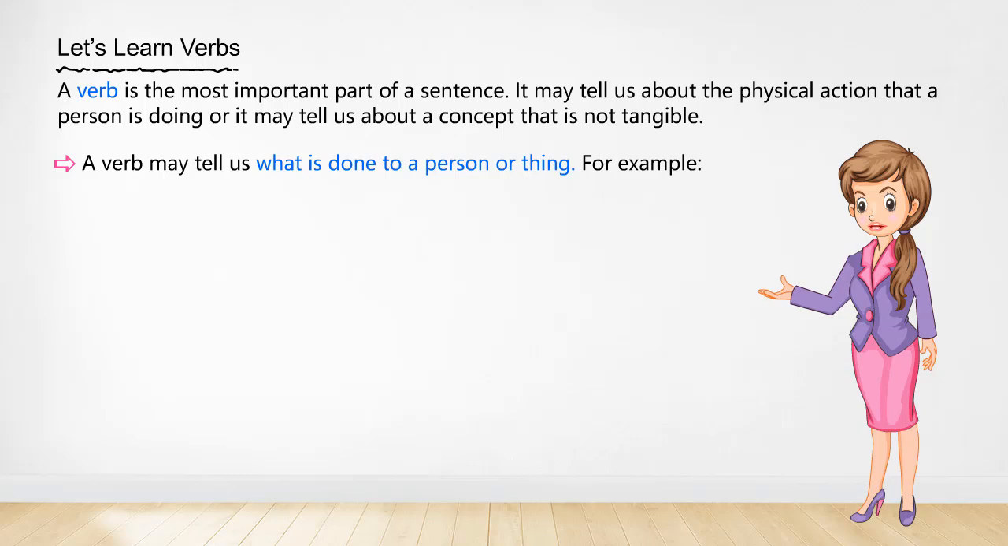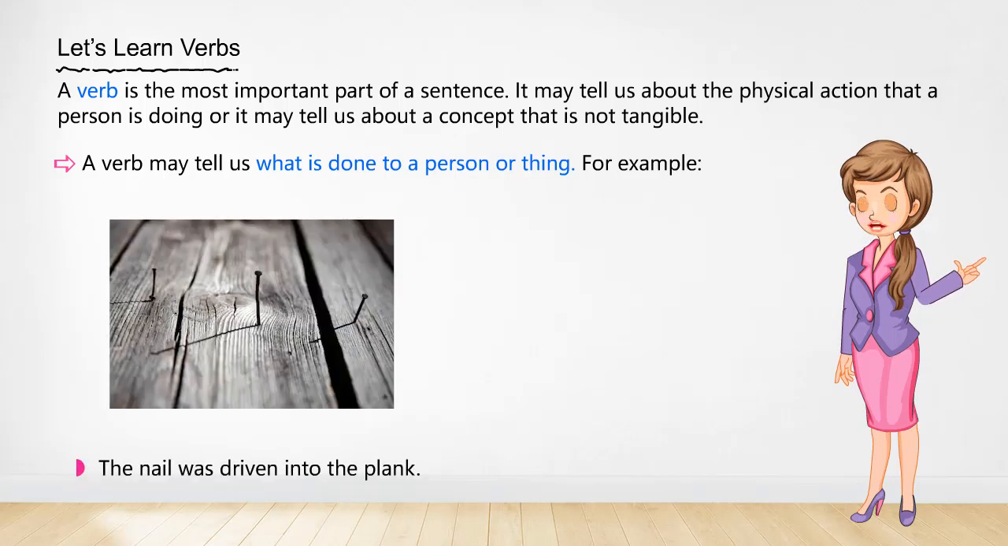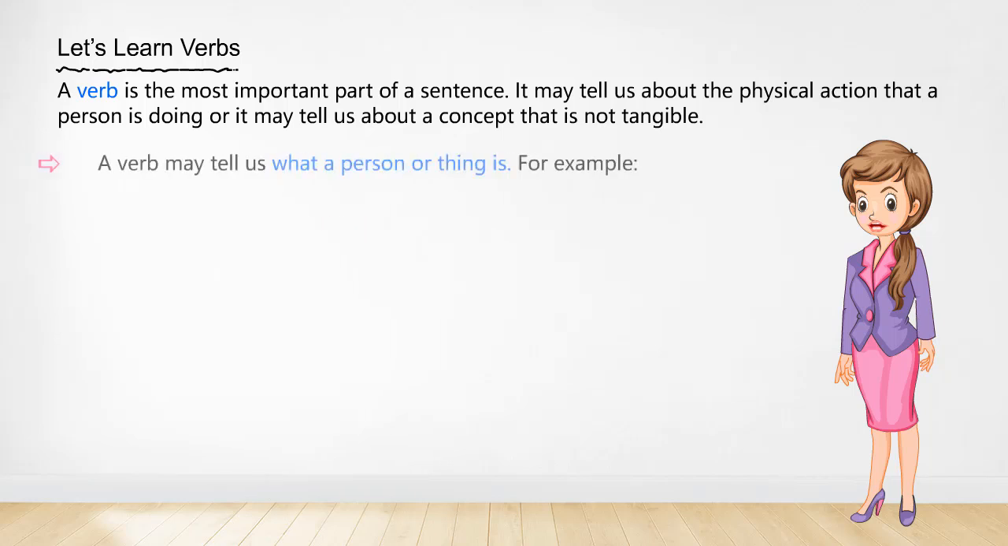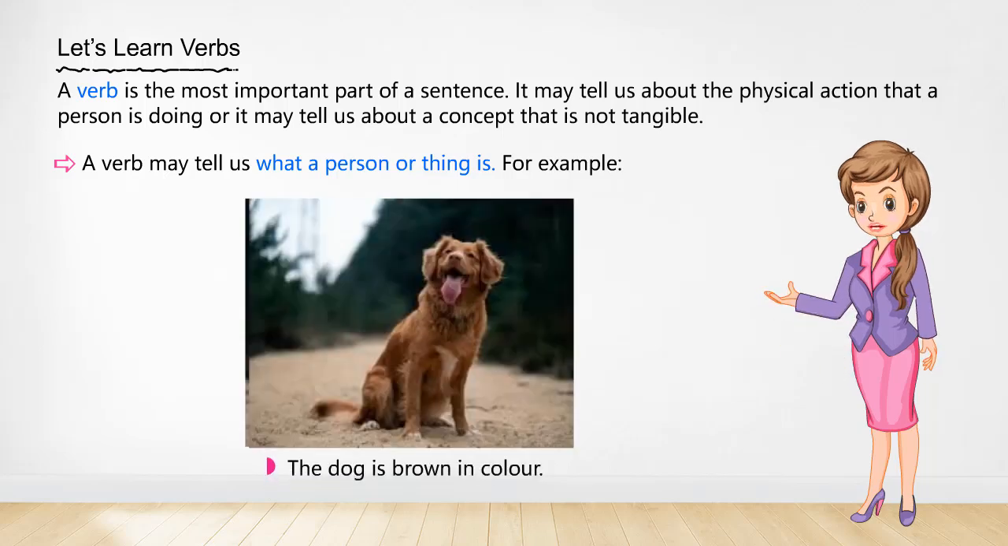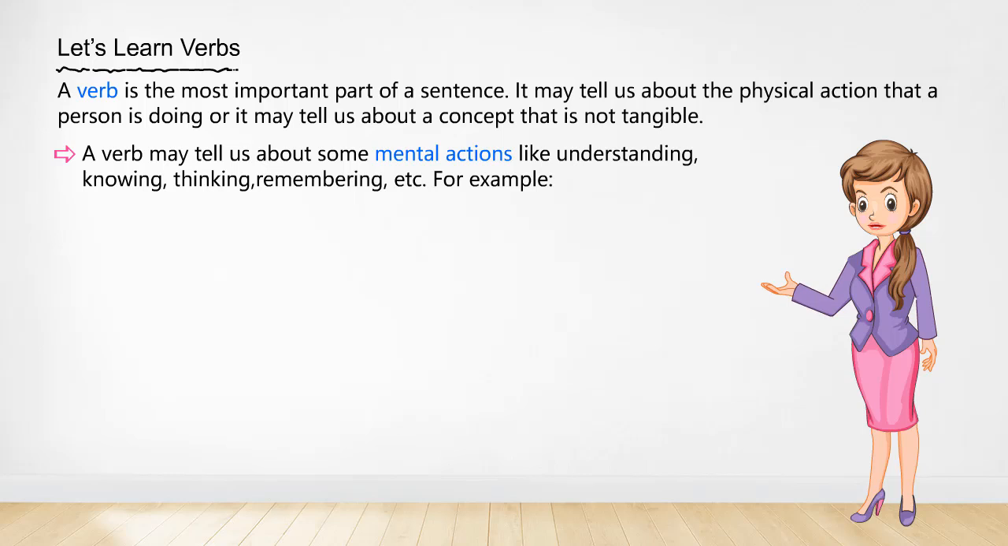A verb may tell us what is done to a person or thing. For example, the nail was driven into the plank. A verb may tell us what a person or thing is. For example, the dog is brown in color. A verb may tell us about some mental actions like understanding, knowing, thinking, remembering, etc. For example, we recognized each other at once.